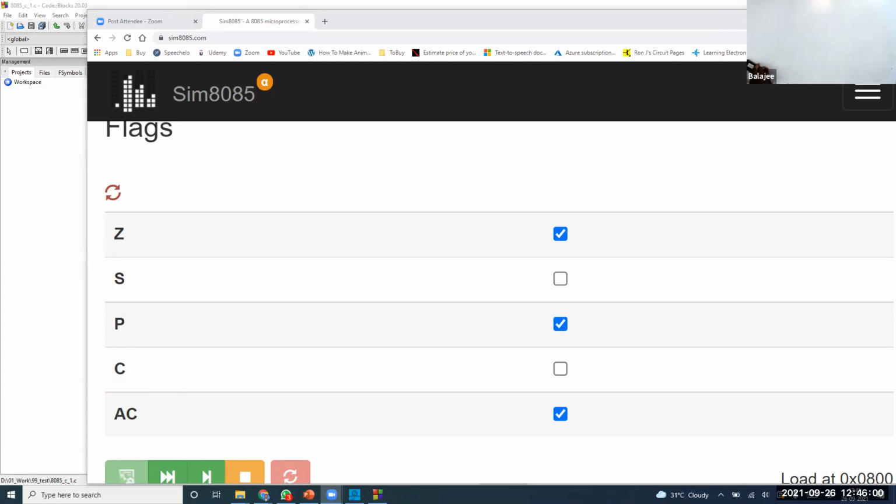Correct. It will not take the previous calculation. You are perfectly right. If you do SUB B, it means A minus B only. If you do SBB B, it is A minus B minus borrow. That is actually the carry bit. That is how the previous calculation is taken care of if you do sub borrow.